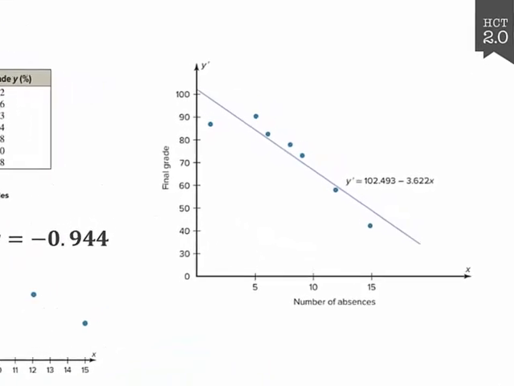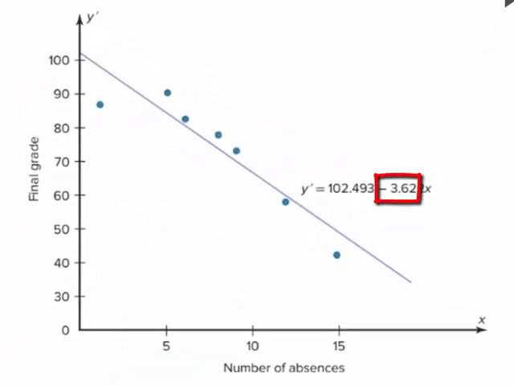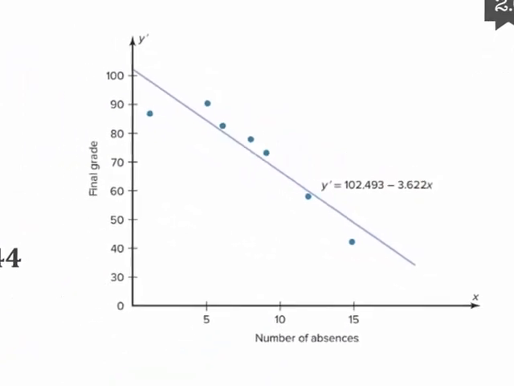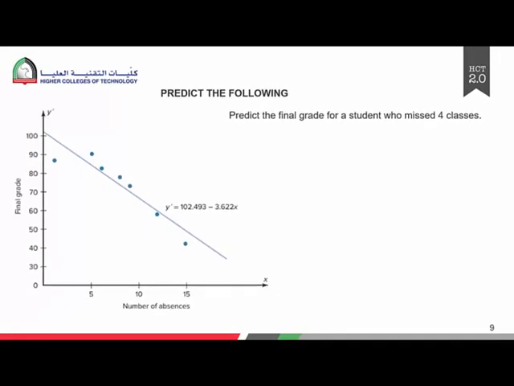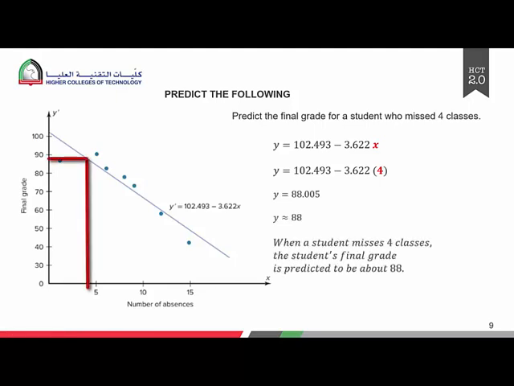When you find the regression equation, you will see that the slope will be negative as well because the equation decreases from left to right. We will use the regression equation to predict the final grade for a student who missed 4 classes. In the regression equation, we will substitute 4 instead of x. Now use your calculator to find the answer. So when a student misses 4 classes, the student's final grade is predicted to be about 88.